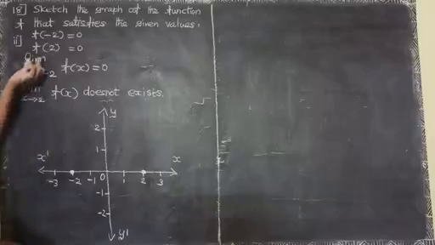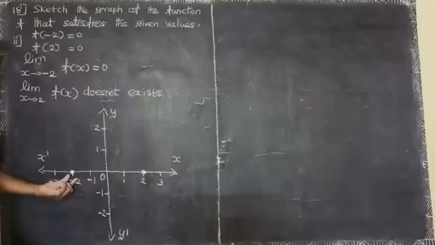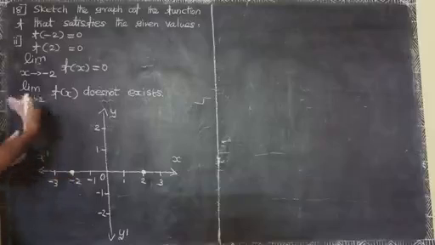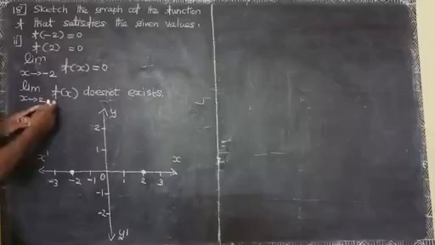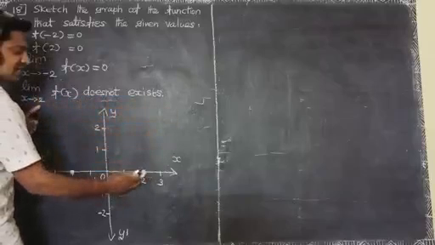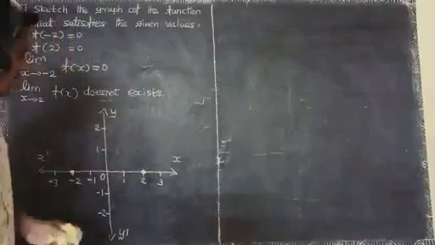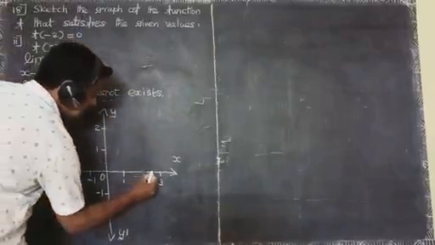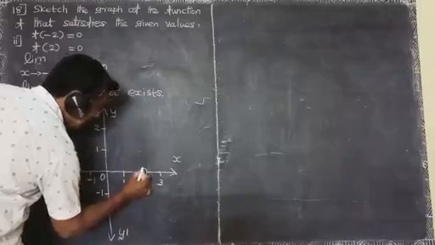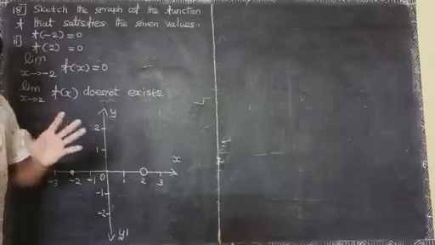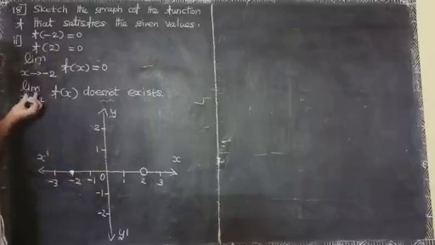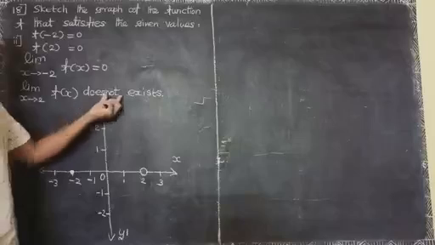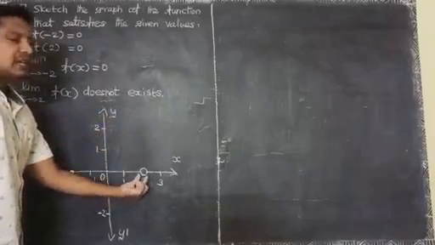Then the next one, limit x approaches minus 2 of f of x equal to 0. Then the next one, limit x approaches 2, f of x does not exist. F of x does not exist means using a hollow circle, because the limit of f of x on either side does not exist. Does not exist means using a hollow circle.